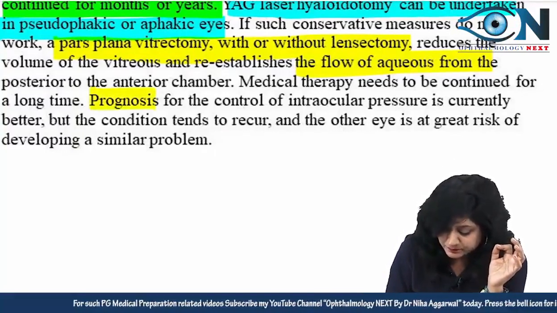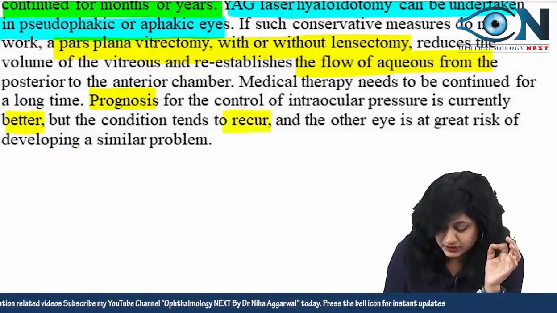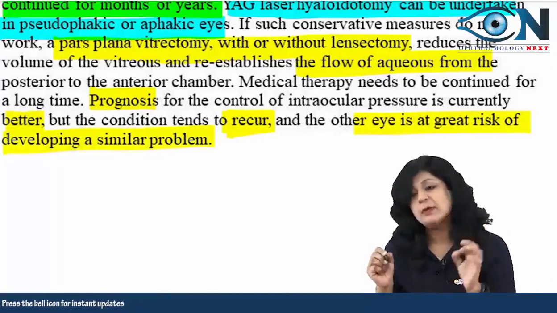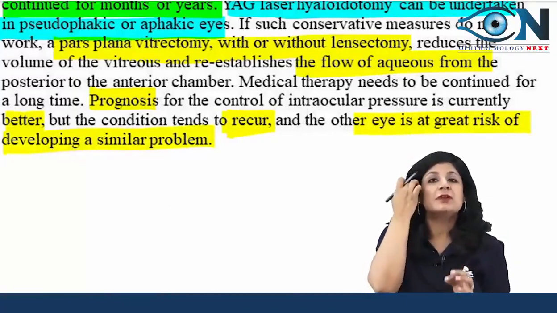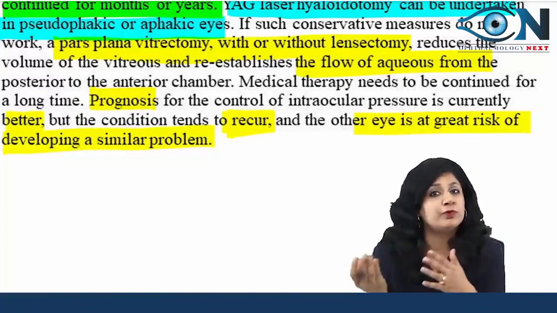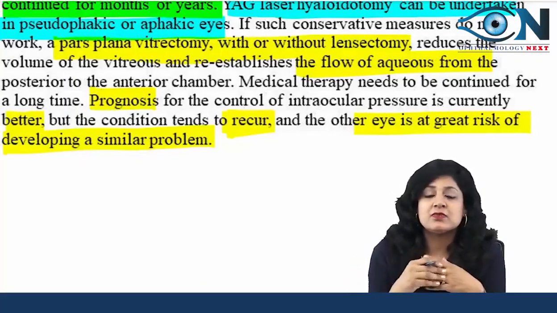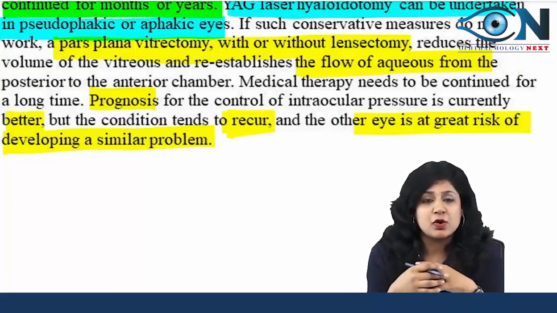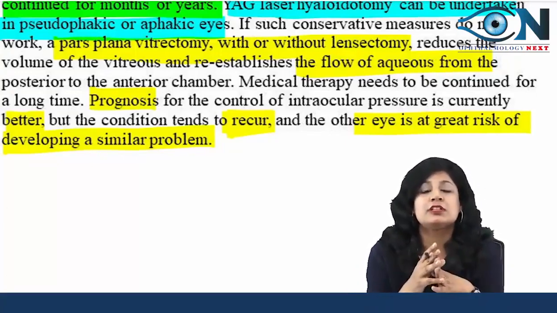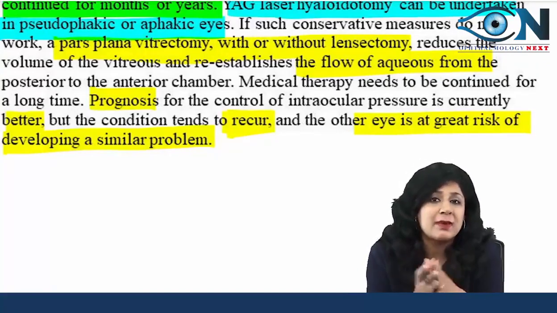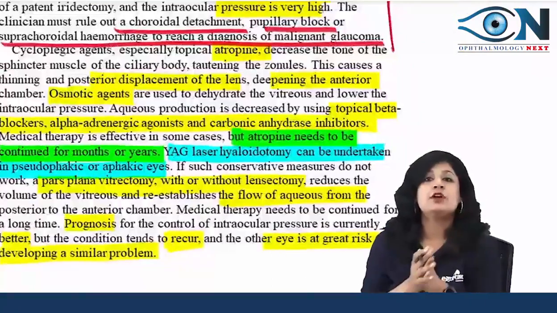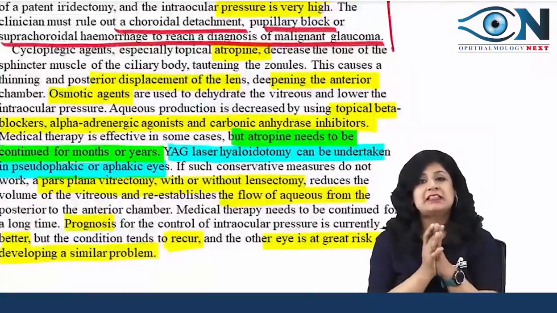Prognosis is better, but the condition tends to recur, and the other eye is also at great risk of developing a similar problem. So, if the patient has already given you some history of malignant glaucoma in a previous case of cataract surgery, you can expect it in the other eye also. I think this is one of the most important severe secondary glaucomas, because every day we are performing intraocular surgeries and there is always a risk of malignant glaucoma. So this is all for your combined mechanism glaucomas and the secondary glaucomas.